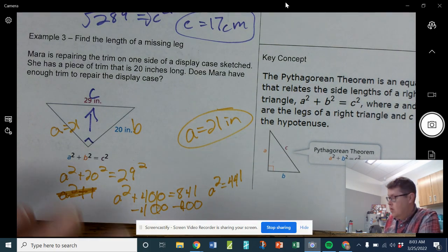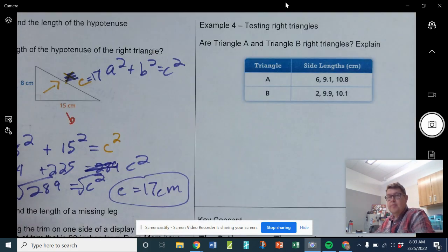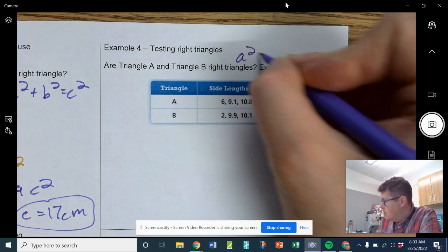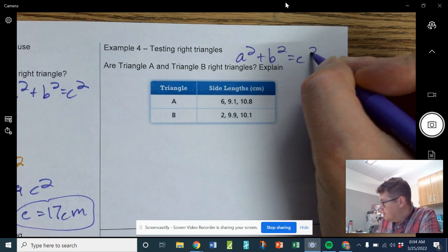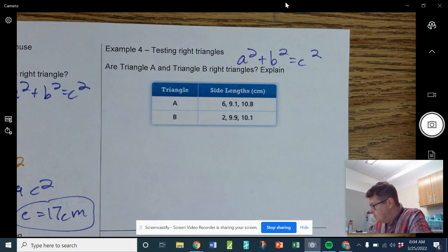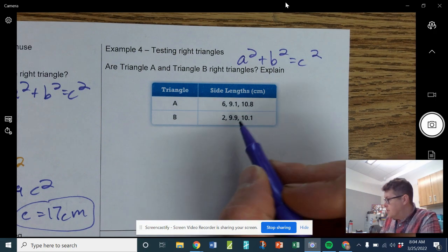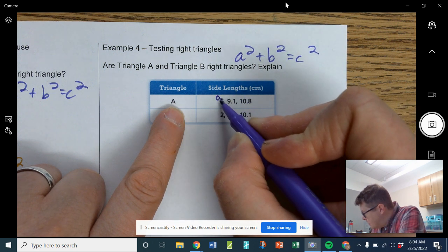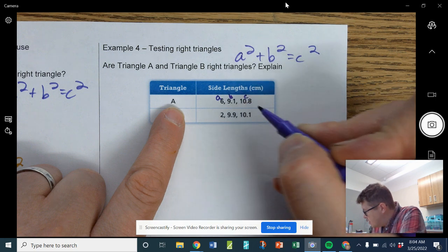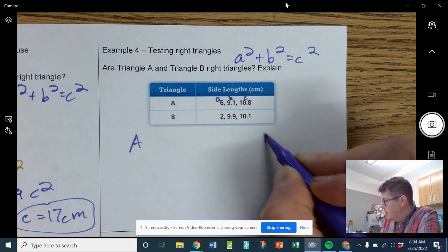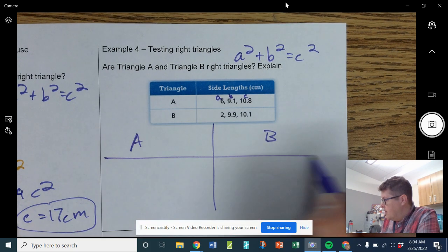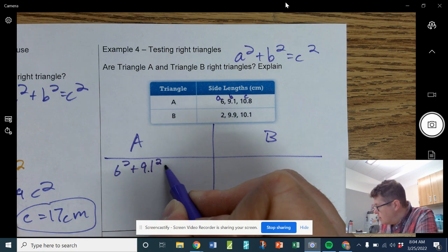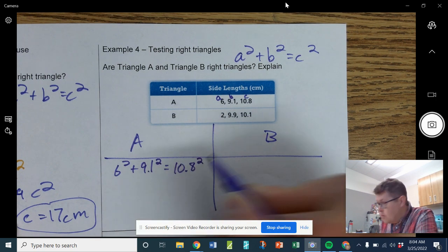Okay. All right. Now, another kind of problem you can have is you can just test right triangles. So, again, our equation is a squared plus b squared equals c squared. Okay, cool. So we've got triangle A right here. We have our shortest side, A, is 6, 9.1 is B, and then 10.8 is C, because that's the longest side, right? So we'll break it down. We go 6 squared plus 9.1 squared equals 10.8 squared, like that.